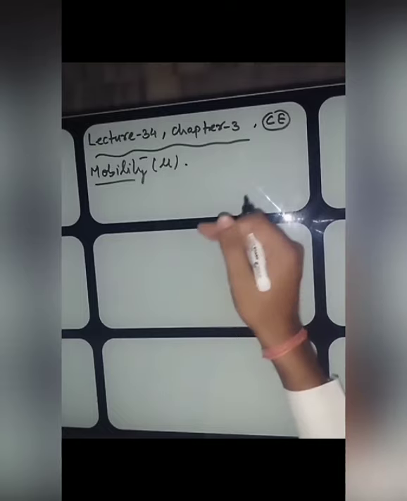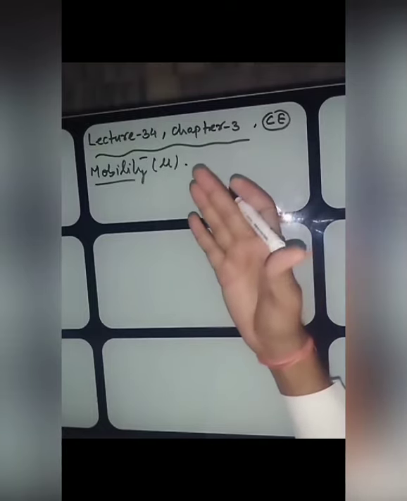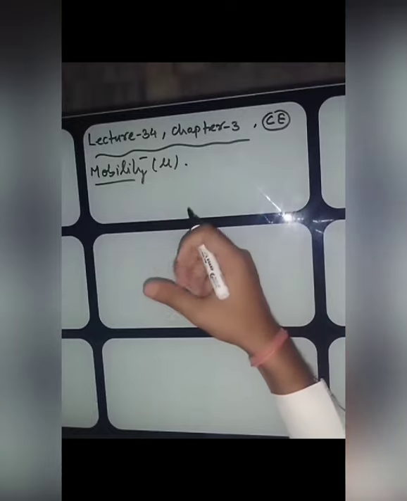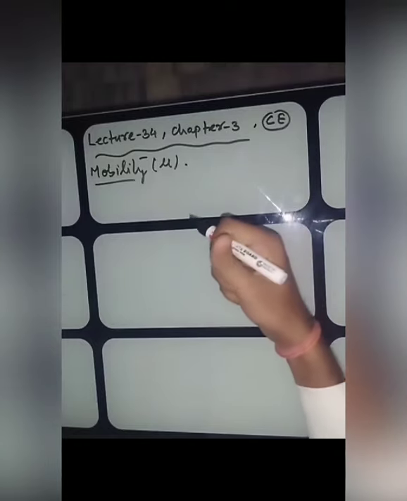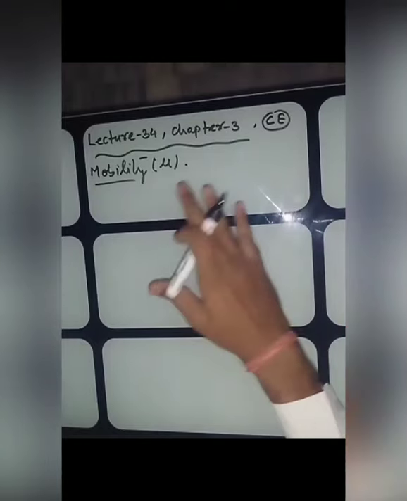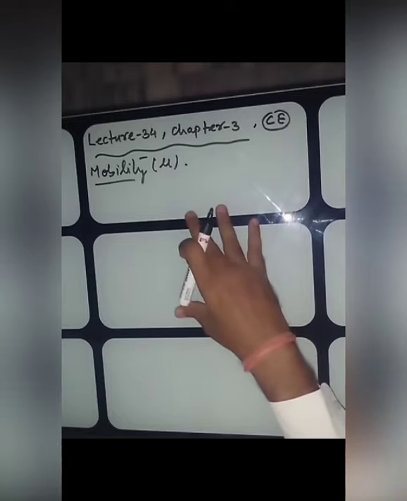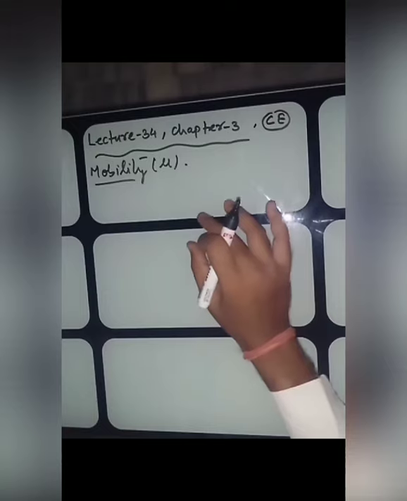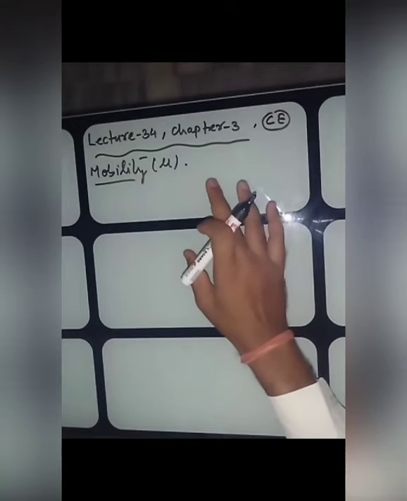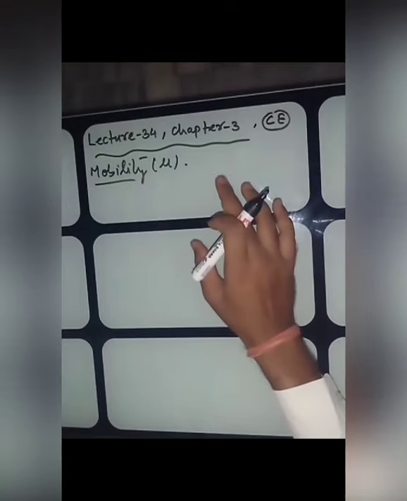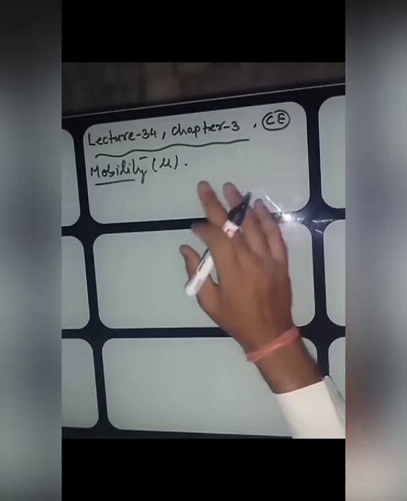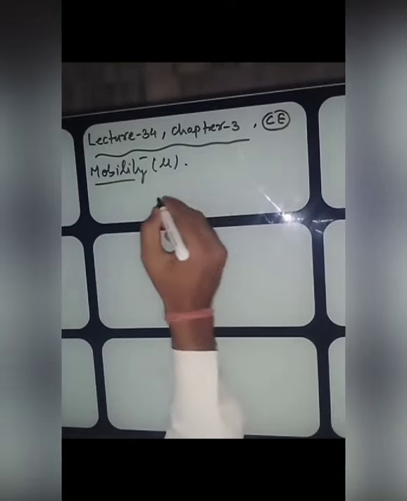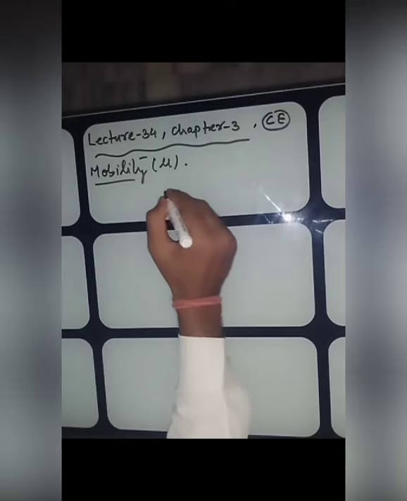As you increase the electric field, you will see that the charge particle, that is the electron, drifts with a higher speed, and that actually explains mobility. So you can write the definition: the capability of a charge carrier to drift itself per unit electric field is considered as mobility.